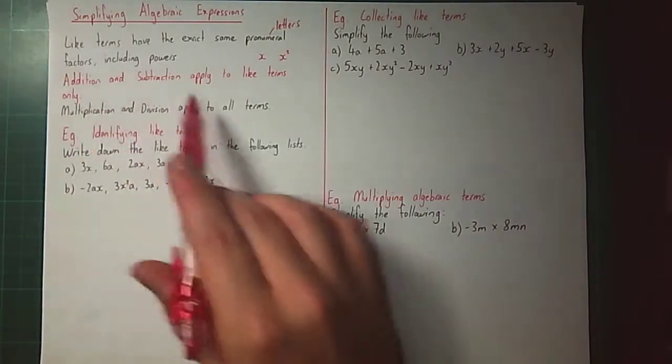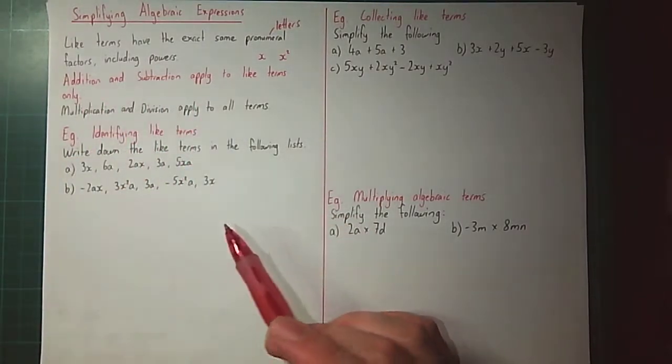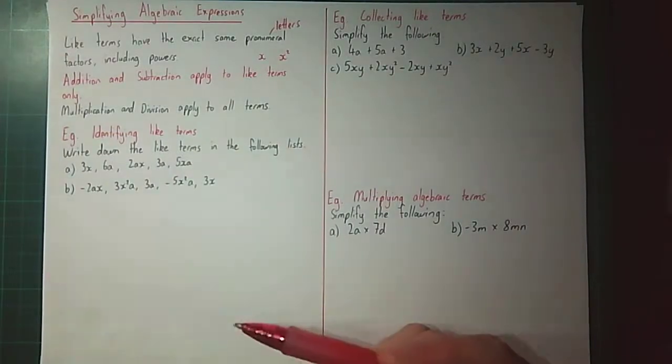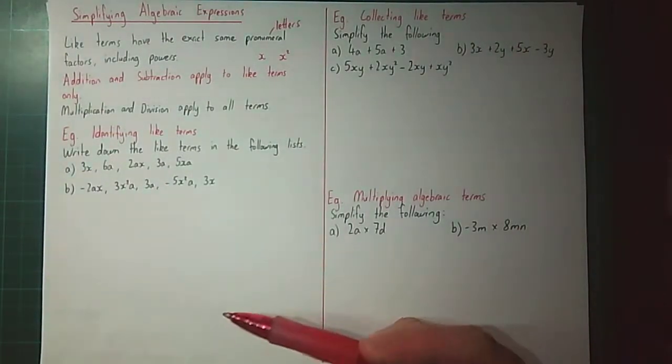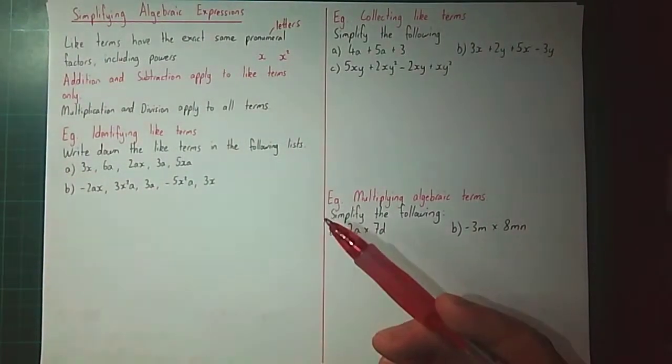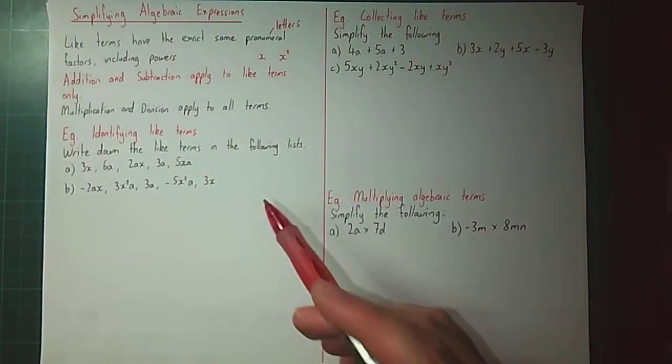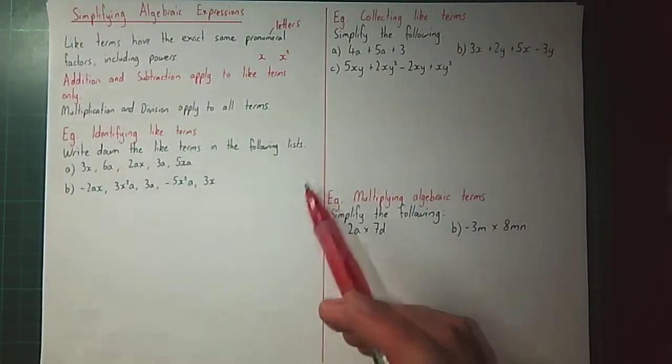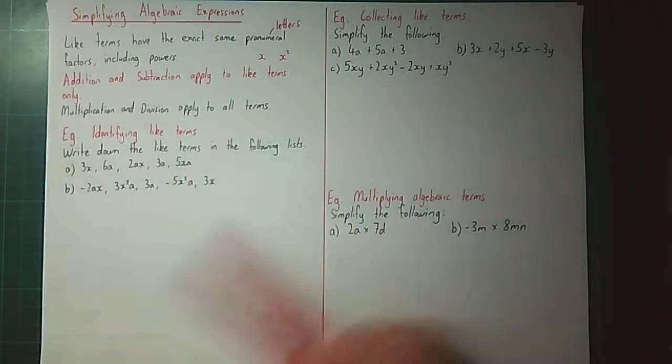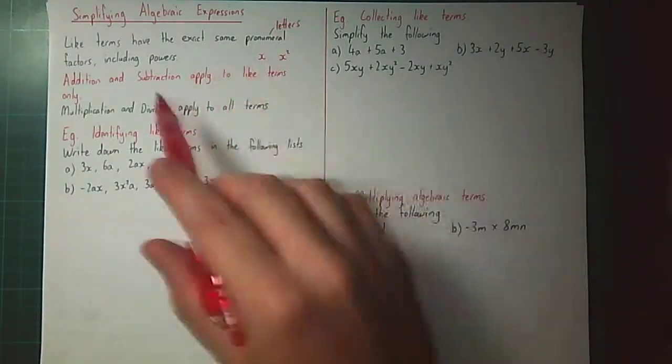When we're adding and subtracting, that applies to like terms only. So you can only add and subtract if they have the same letter or they have the same letter with the same power. But when we're multiplying and dividing, that applies to all terms. So we're going to look at how these three things work.